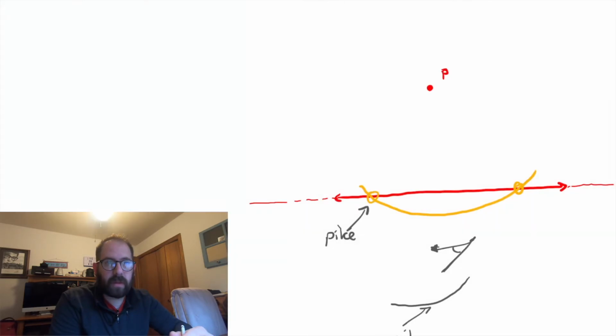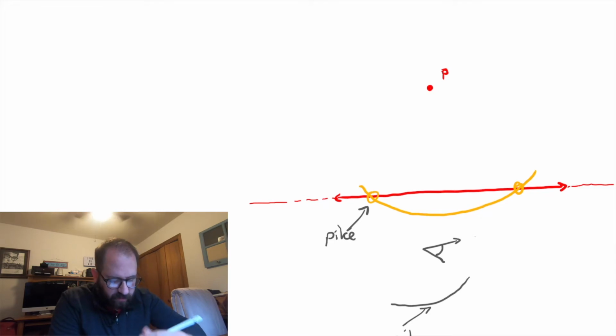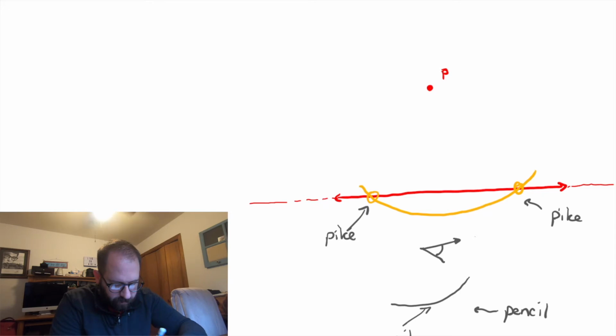And once you have that little arc drawn, then what you're going to do is change the compass. You're going to flip the compass around this way now, and do the exact same thing without changing it. The pike is going to go up here, and the pencil will float down here again, and you're going to draw another arc. Like that.